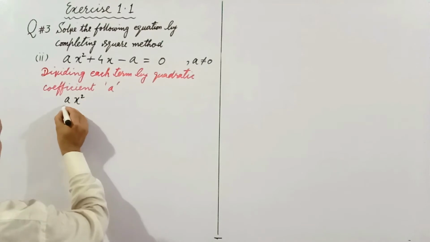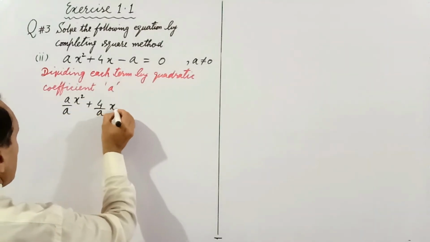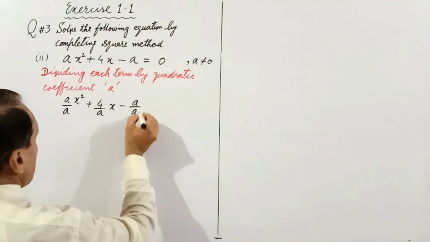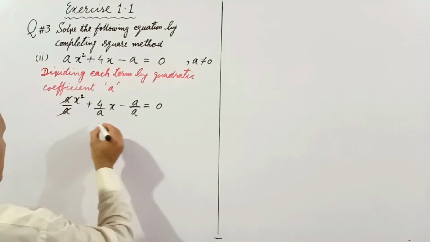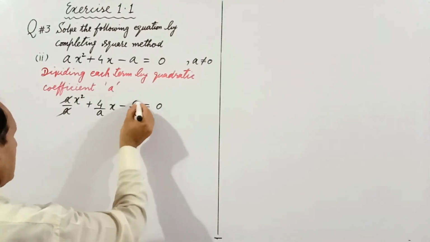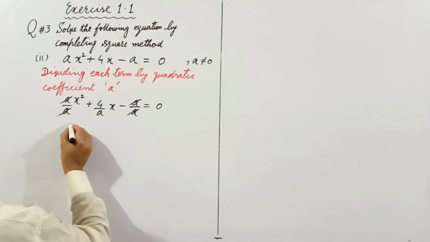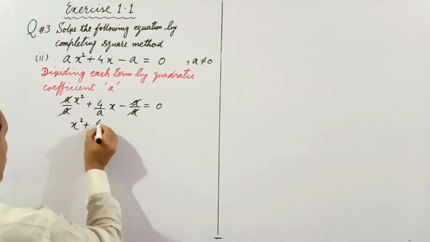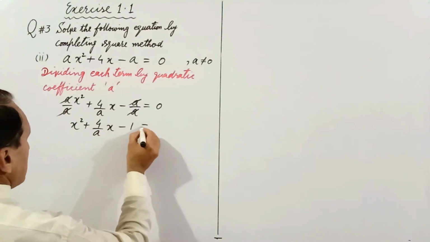We have ax square over a plus 4 over a x minus a over a is equal to 0. a is cancelled by a in the quadratic term as well as in the constant term. We have x square plus 4 over a x minus 1 is equal to 0.